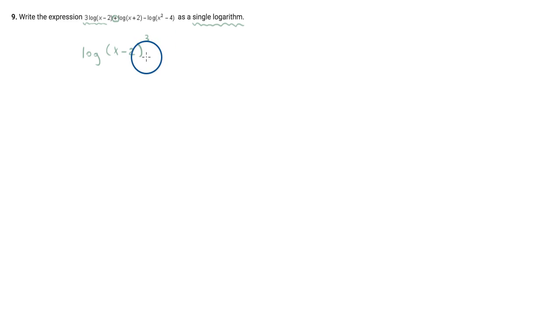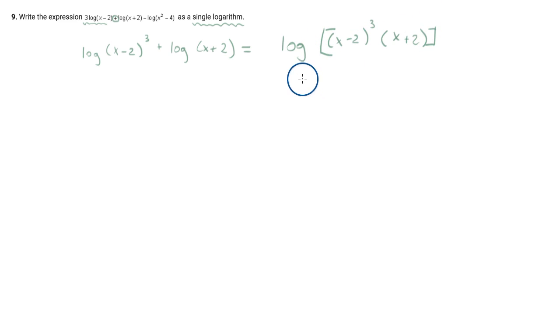Remember that since logs are exponents and we're adding, that is the same as multiplying when we're working with a base and an exponent. And so what we want to do, instead of writing the log of (x minus 2) to the third power plus the log of (x plus 2), we can rewrite this as one single log with (x minus 2) to the third power times (x plus 2). Again, we want to put this in brackets or parentheses to notate that we're taking the log of this entire thing.